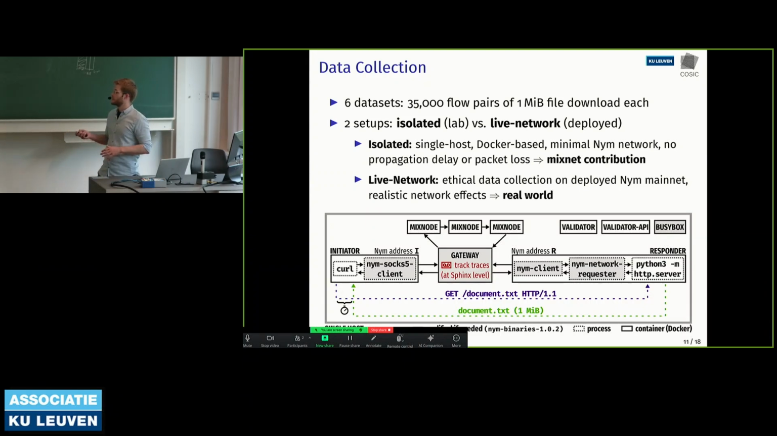The second one makes more realistic assumptions in the sense that it is the live network, the live deployed NIM Mixnet that we hook up to with our infrastructure to collect data. So that means there will be mixes and so on provided by the community, run in the real internet. So there are realistic network effects, right? Here, of course, it's critical to do this in an ethical way to avoid collecting data from unrelated users. But we describe in the paper how we achieve this. And the goal with this setup is to model more the real world setting.